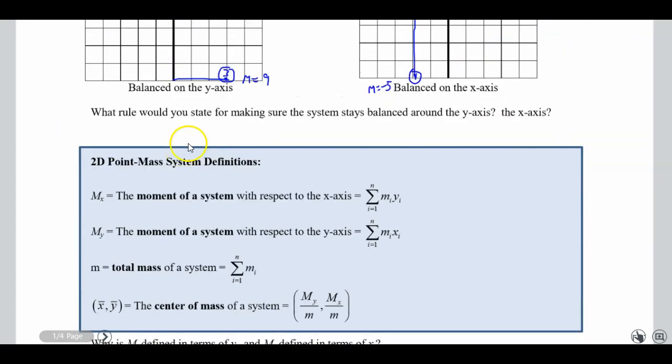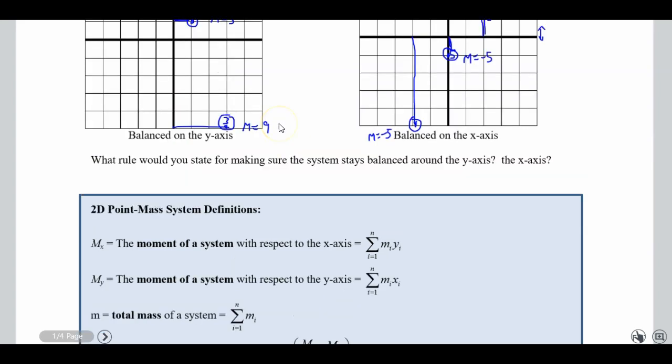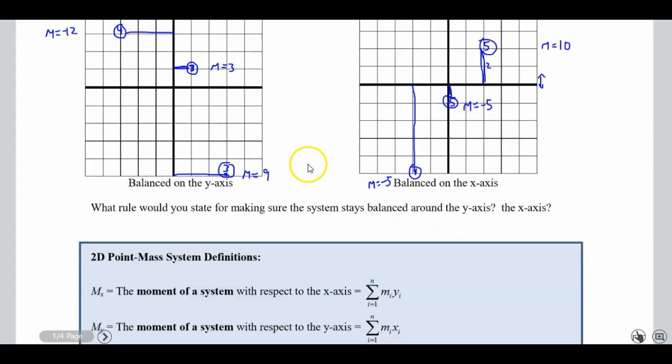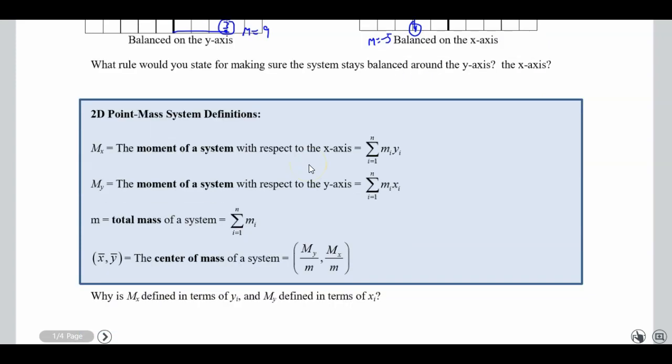Alright, so what rule would you state for making sure the system stays balanced around the y-axis? So around the y-axis, you would want to make sure, right, your moments left to right are going to be the same, and your moments top to bottom are going to be the same for the x-axis. So you can go ahead and put that down.